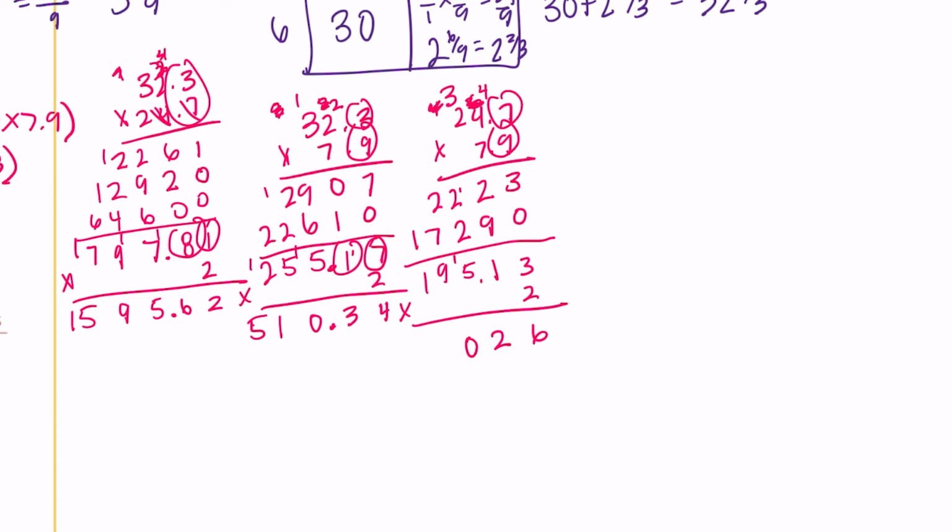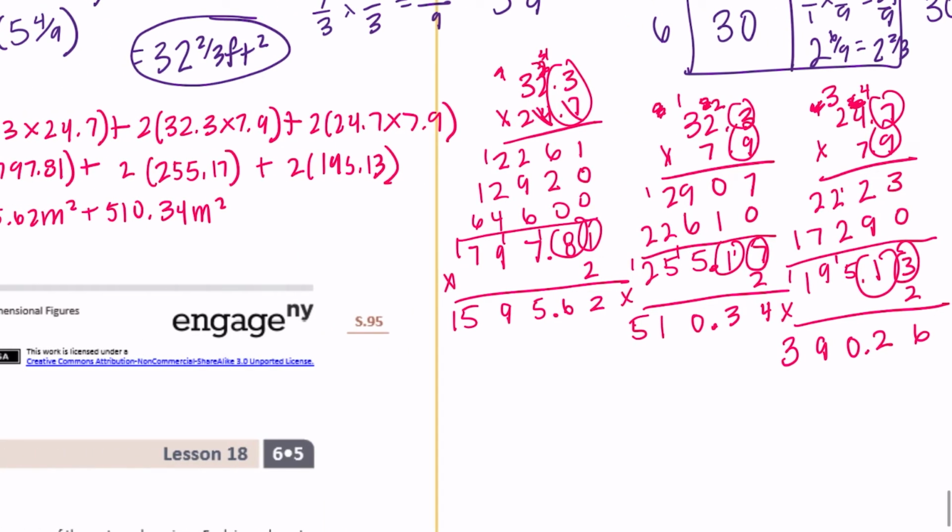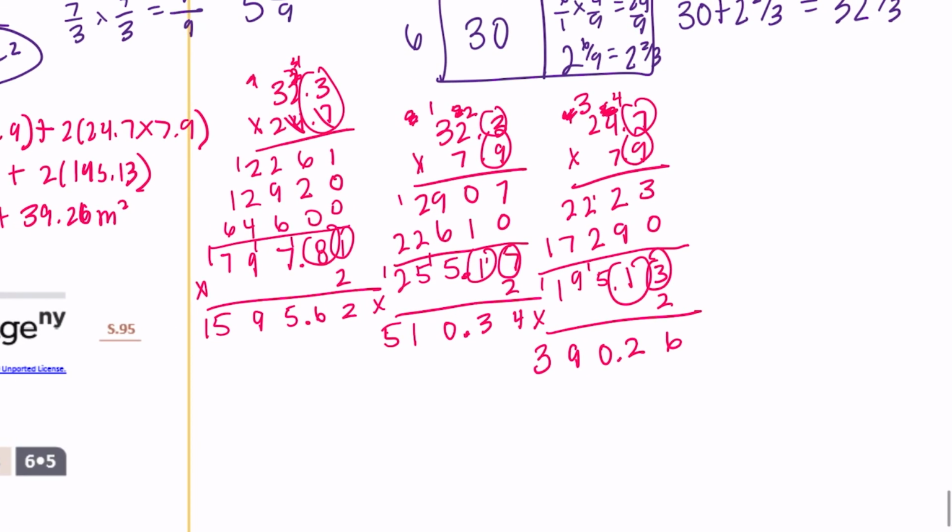1 times 9, 2 times 9 is 18, plus 1 is 19. 2 times 1 is 2, plus 1 is 3. 2 digits behind a decimal point, so 390 and 26 hundredths meters squared. Okay, add them all together. So I'm going to add 510 and 34 hundredths to this one, and then add 390 and 26 hundredths.